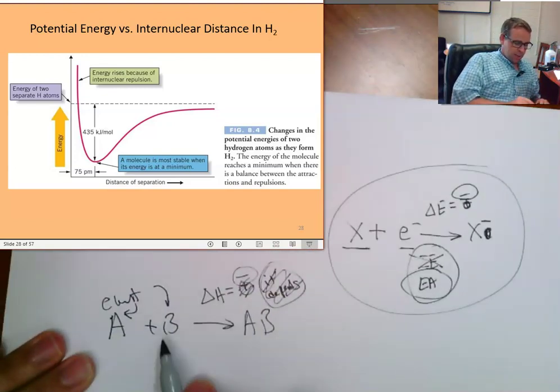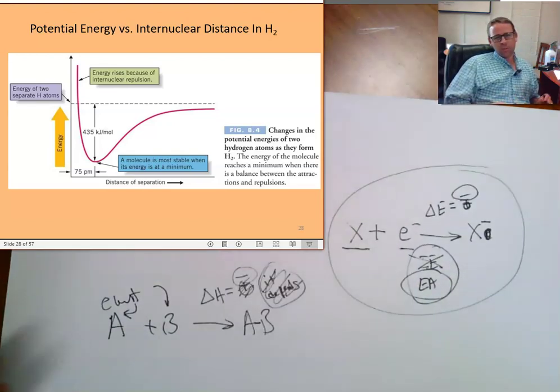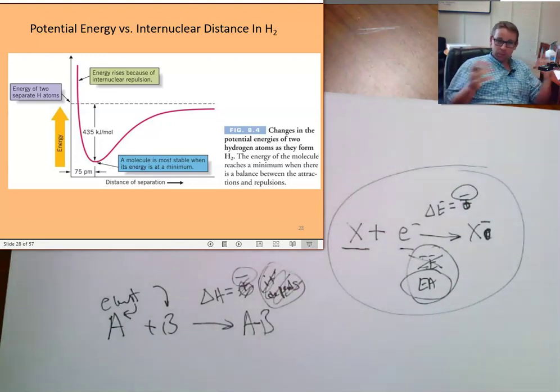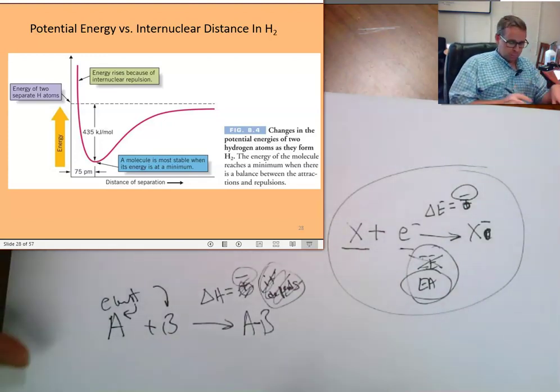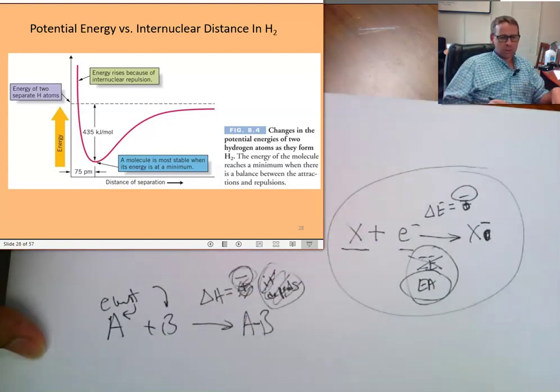Always negative. If we're taking elements and forming a bond, then that means the process released energy. If bringing those two elements in close proximity could not form a bond, then the bond would not form. But because a bond forms, that's an indication that energy was released.